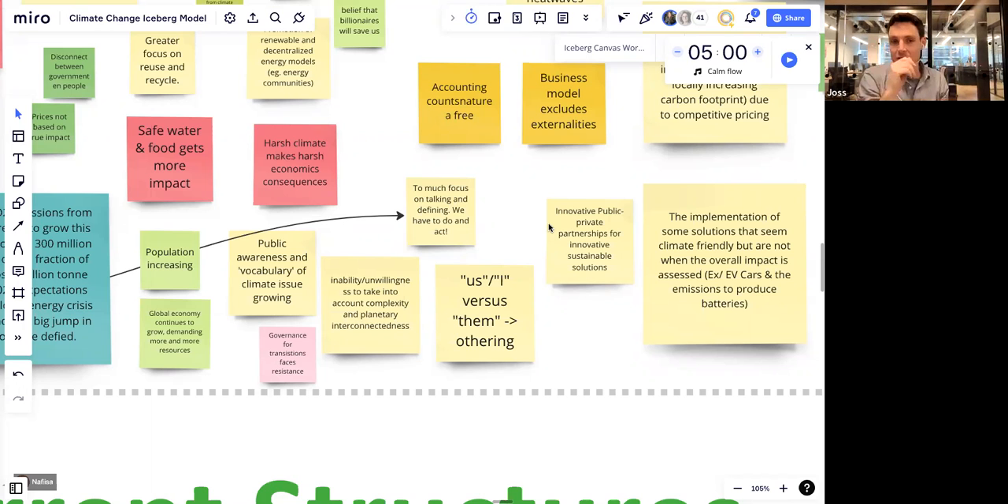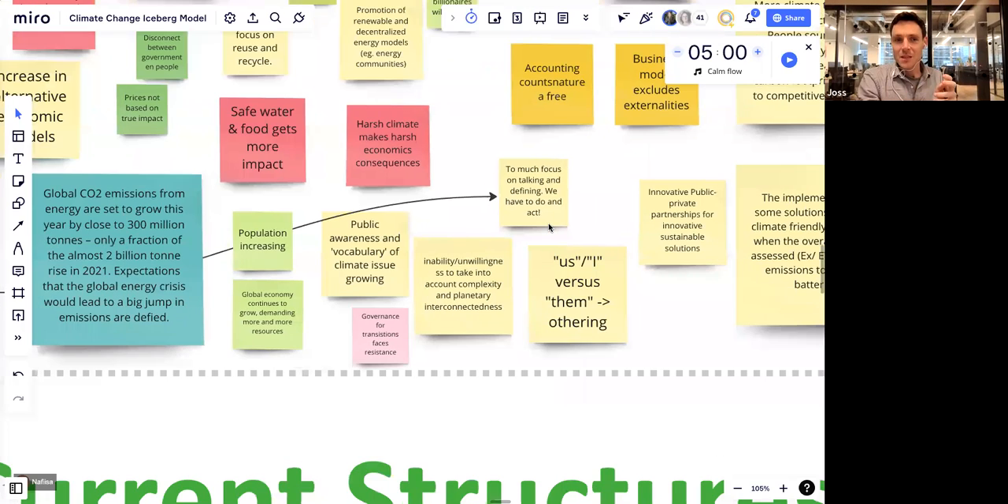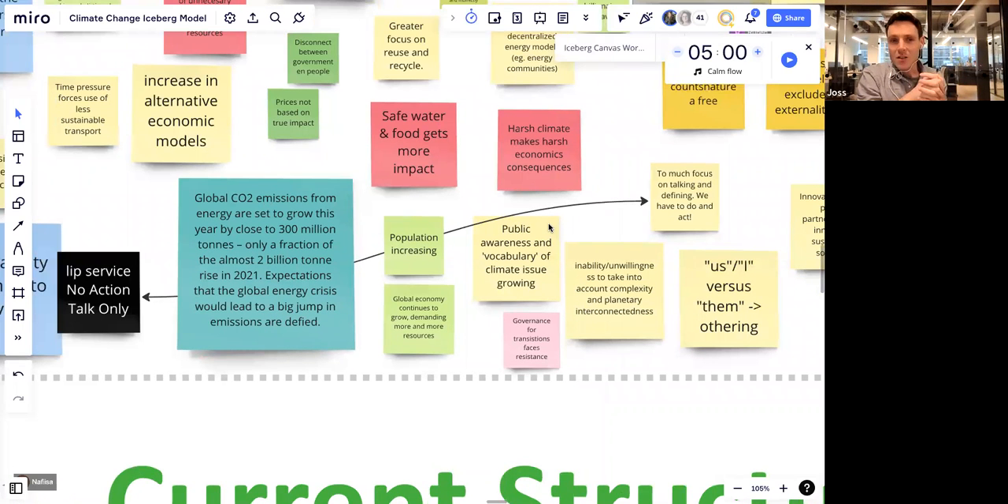Of this kind of contradictory situation. Sometimes we hear all this great news about the growth of renewables and awareness and all this, but then we also have this massively growing global economy and increasing demand and so forth. Global CO2 emissions from energy are set to grow this year by close to 300 million tons, only a fraction of the almost 2 billion ton rise in 2021. Expectations that the global energy crisis would lead to a big jump in emissions are defied.